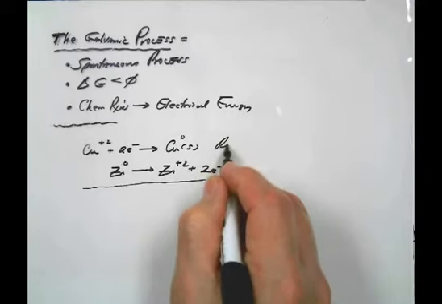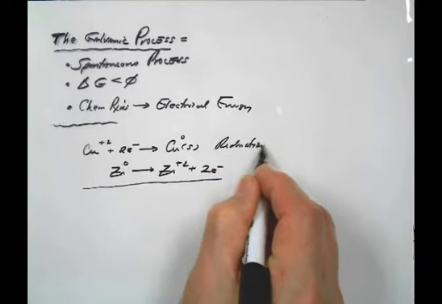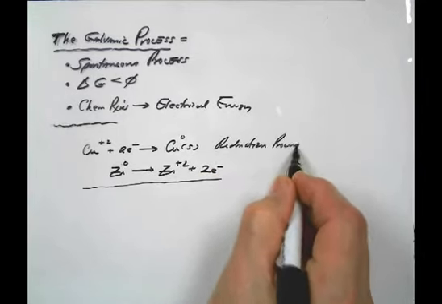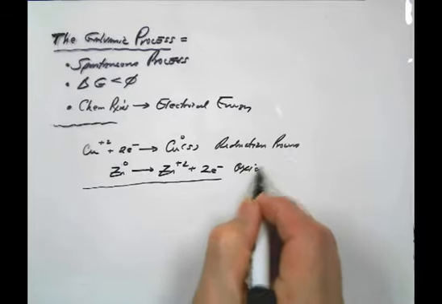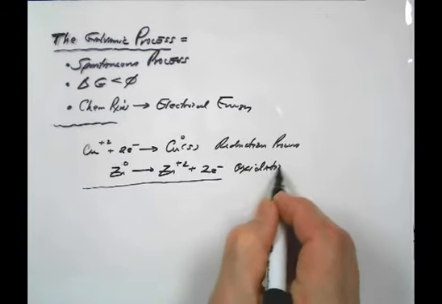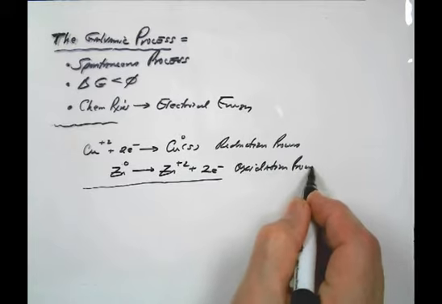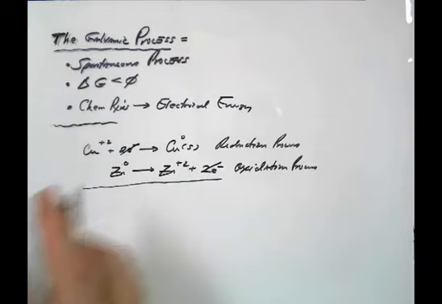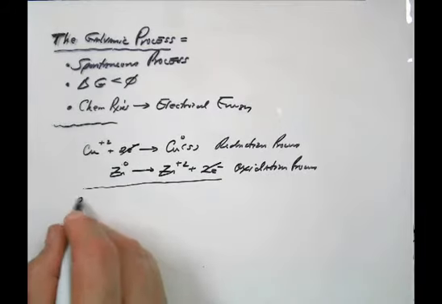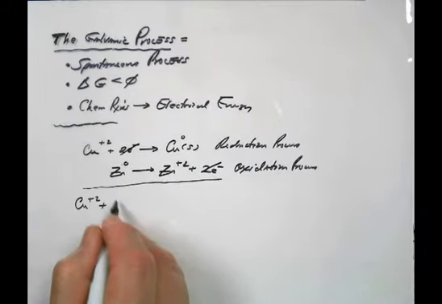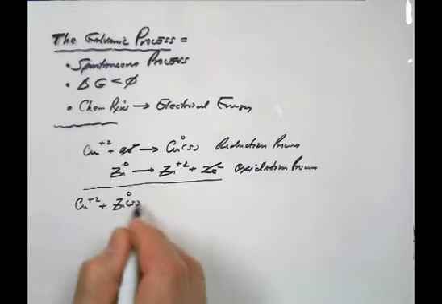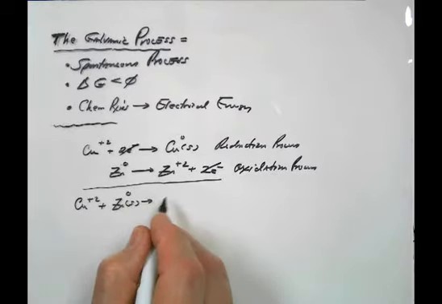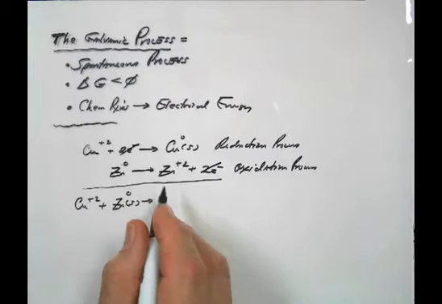Well, again, we have a reduction process and an oxidation process. And again, we have to balance the charge and mass, and so the net cell reaction for this will show up in this context.